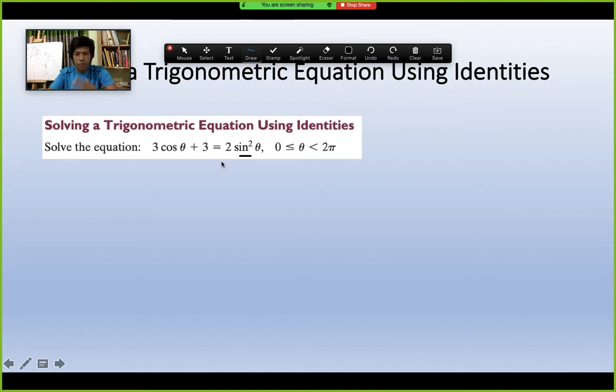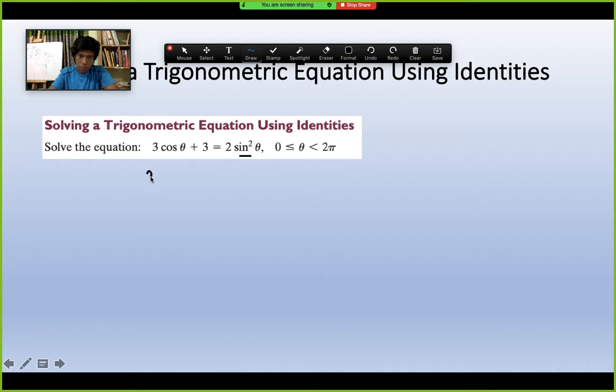Now, if we see something like cos and sine mixed, then the best idea is to convert everything to one form, because then it will be solvable, or else there are two different things here. Since we can see that this is sine squared theta, we can convert it to cos, because there is a formula: sine squared theta plus cos squared theta equals 1.